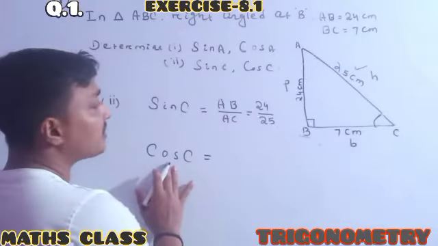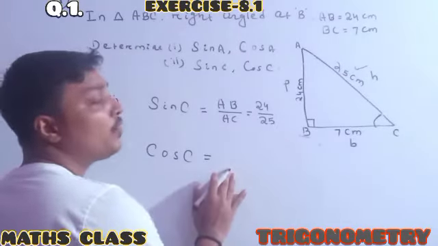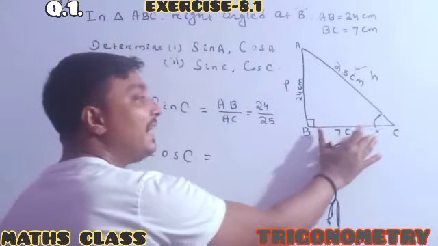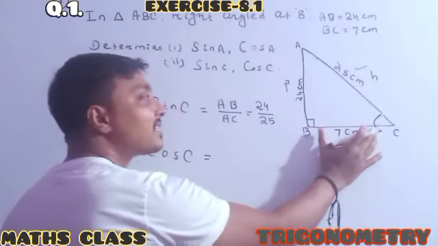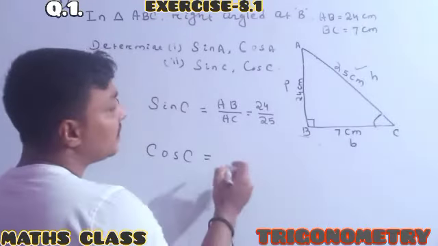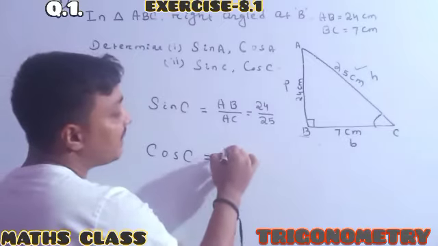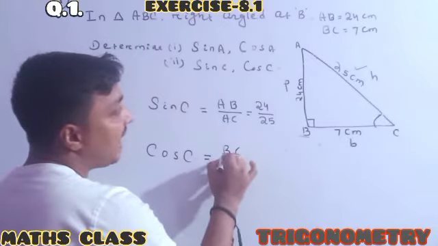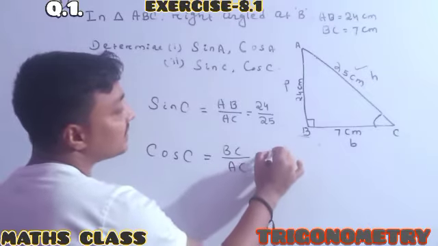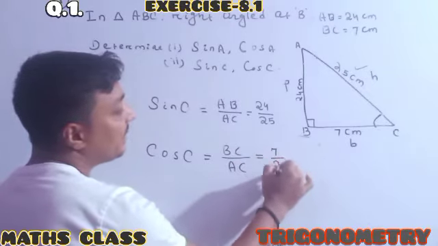Next one is cos C. Everyone knows cos C is B by H, the ratio between the adjacent side and the hypotenuse. The adjacent side is BC and the hypotenuse is AC, which gives us 7 divided by 25.